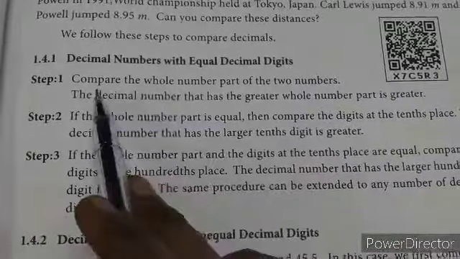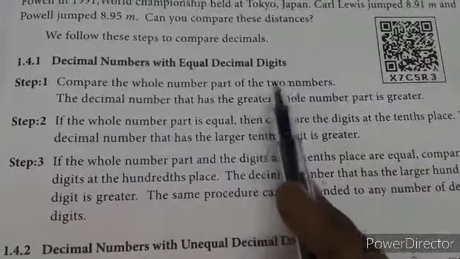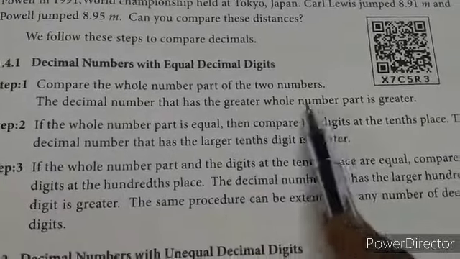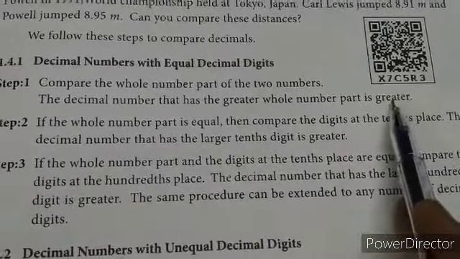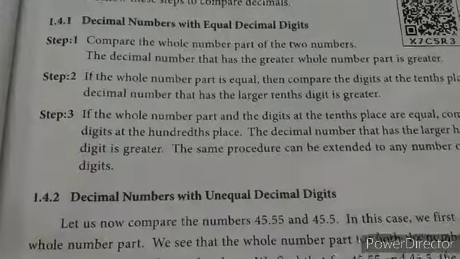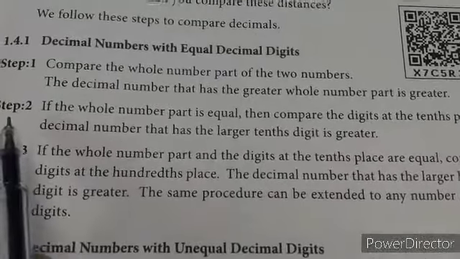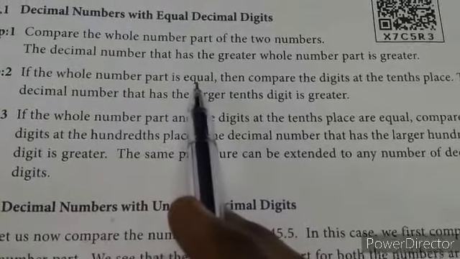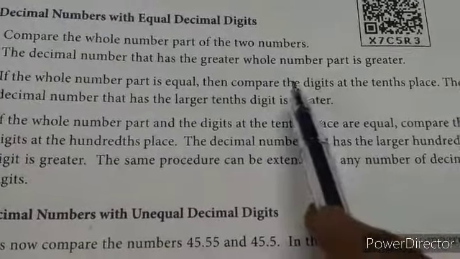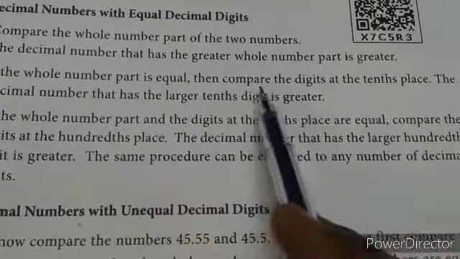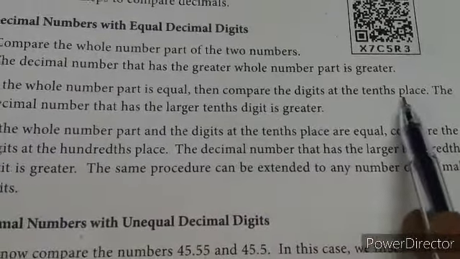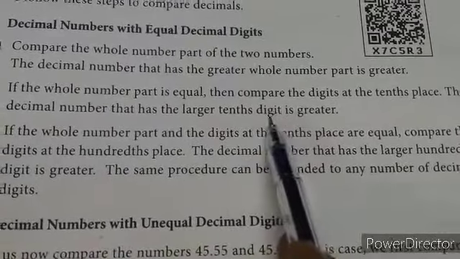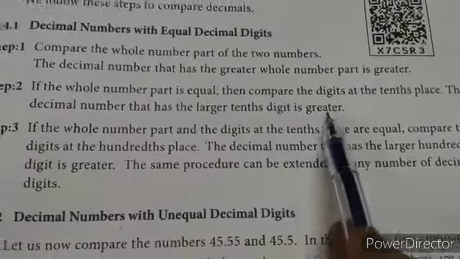Step 1, we have to compare the whole number part of the two given numbers, and the decimal number that has the greater whole number part is greater. Step 2, if the whole number part is equal, then we have to move to the decimal part. There we have to compare the digit at the 10th place first. The decimal number that has the larger 10th digit is greater.